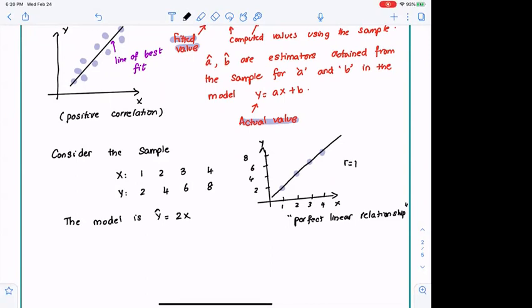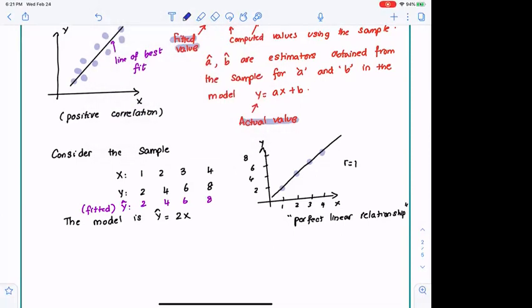The y-intercept is simply 0. So the actual values of y are 2, 4, 6, and 8. If I plug in x in the equation y hat equals 2x, I would get the fitted values. So if I use the model, I plug in 1 into x, I'm going to get 2. Plug in 2 into x, I'll get 4. In a similar manner, I'll get 6 and 8.